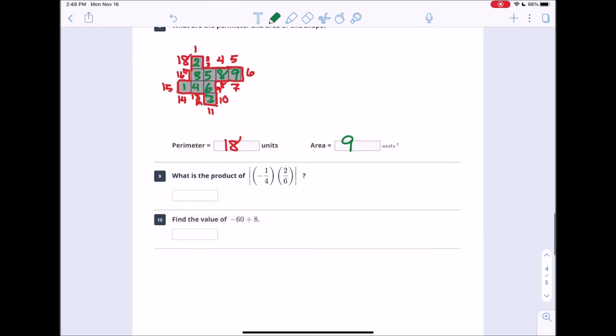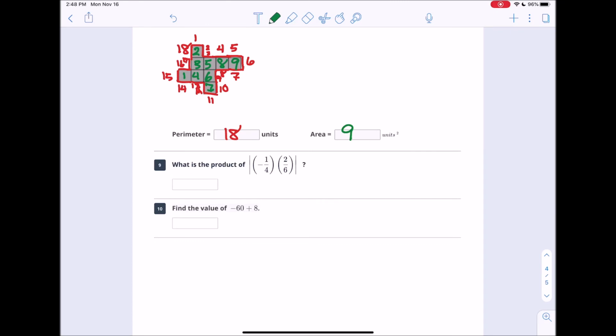All right. So the practice test and the real test only have 10 questions. So here we are already on the second to last problem. What is the product of? Now remember, product and of means you need to multiply. Okay, it means to multiply.